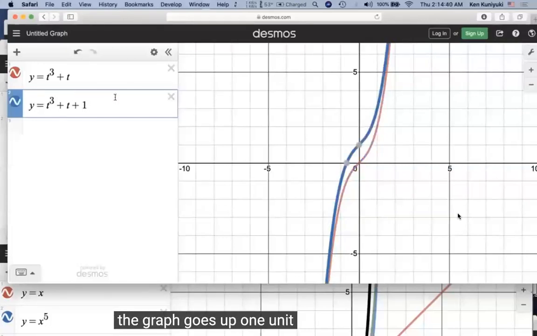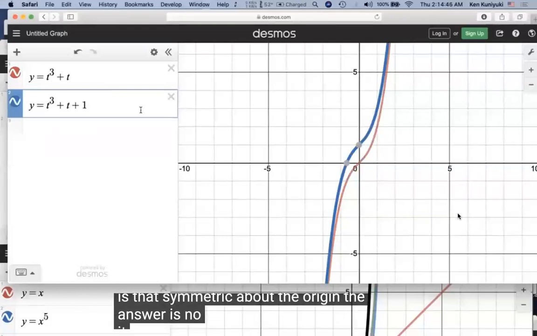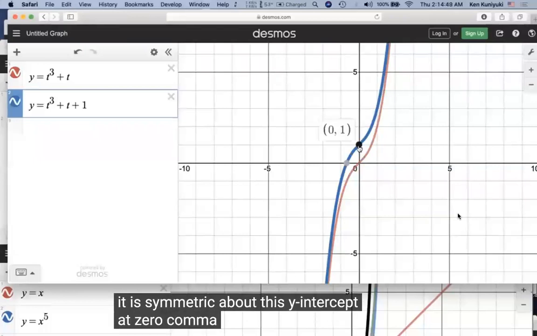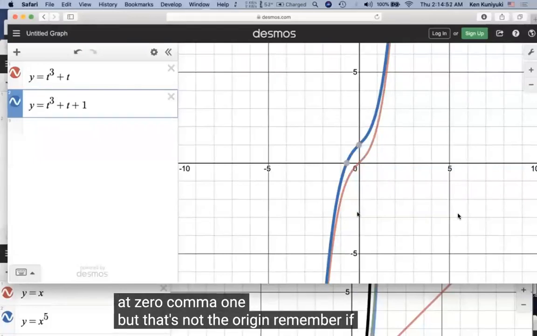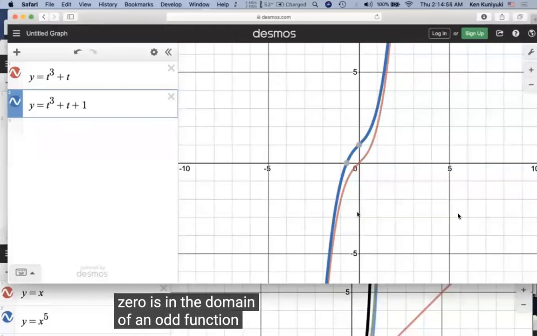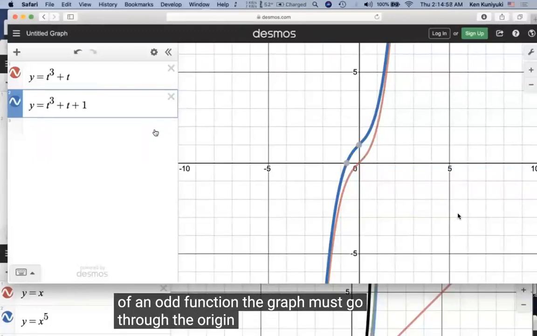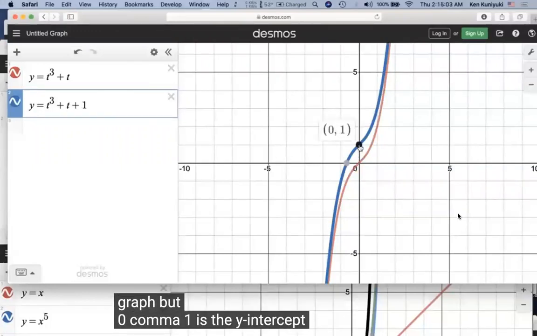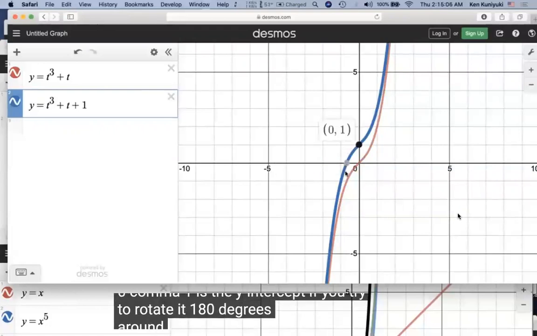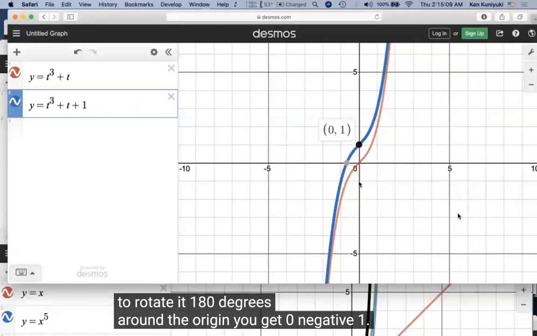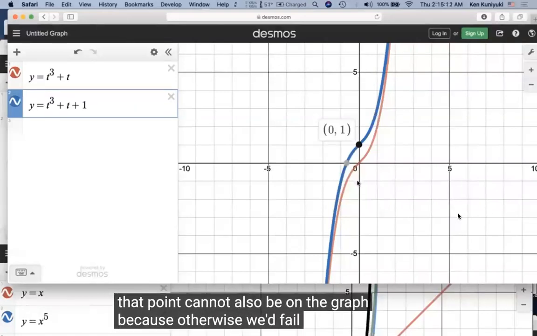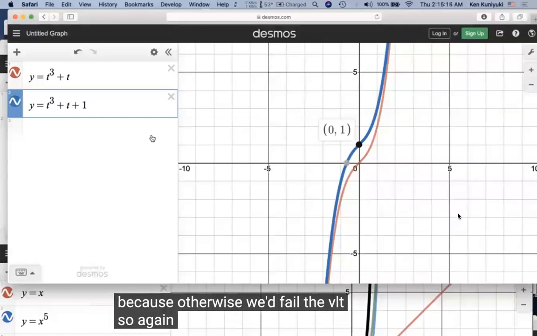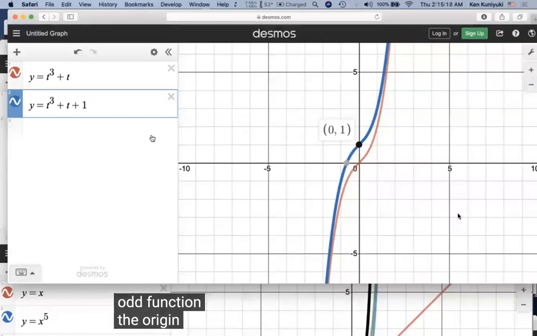The graph goes up 1 unit, but is the blue graph symmetric about the origin? The answer is no. It is symmetric about this y-intercept at (0, 1), but that's not the origin. Remember, if 0 is in the domain of an odd function, the graph must go through the origin. Now, 0 is in the domain for this blue graph, but (0, 1) is the y-intercept. If you try to rotate it 180 degrees around the origin, you get (0, -1). That point cannot also be on the graph because otherwise we'd fail the vertical line test. So again, if 0 is in the domain of an odd function, the origin must be on the graph.